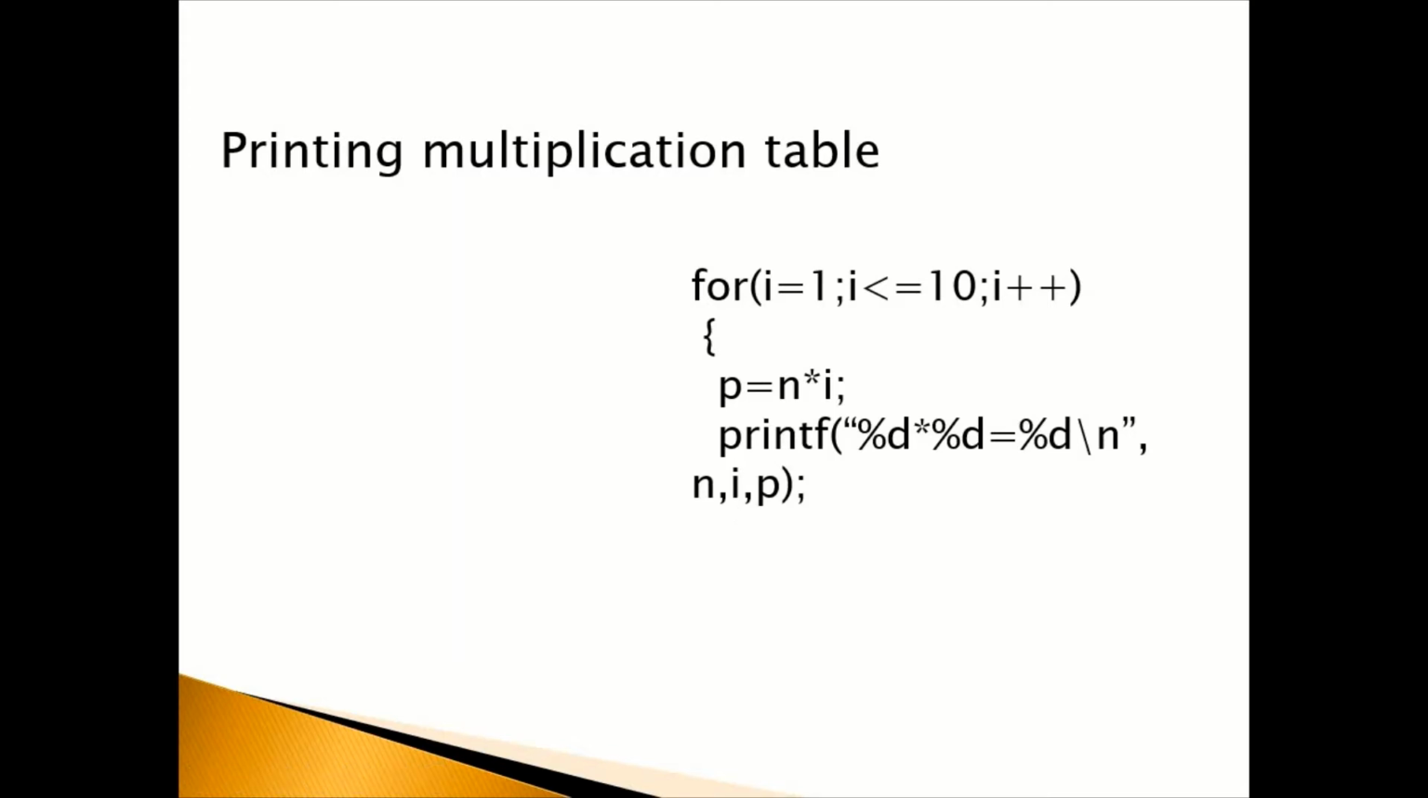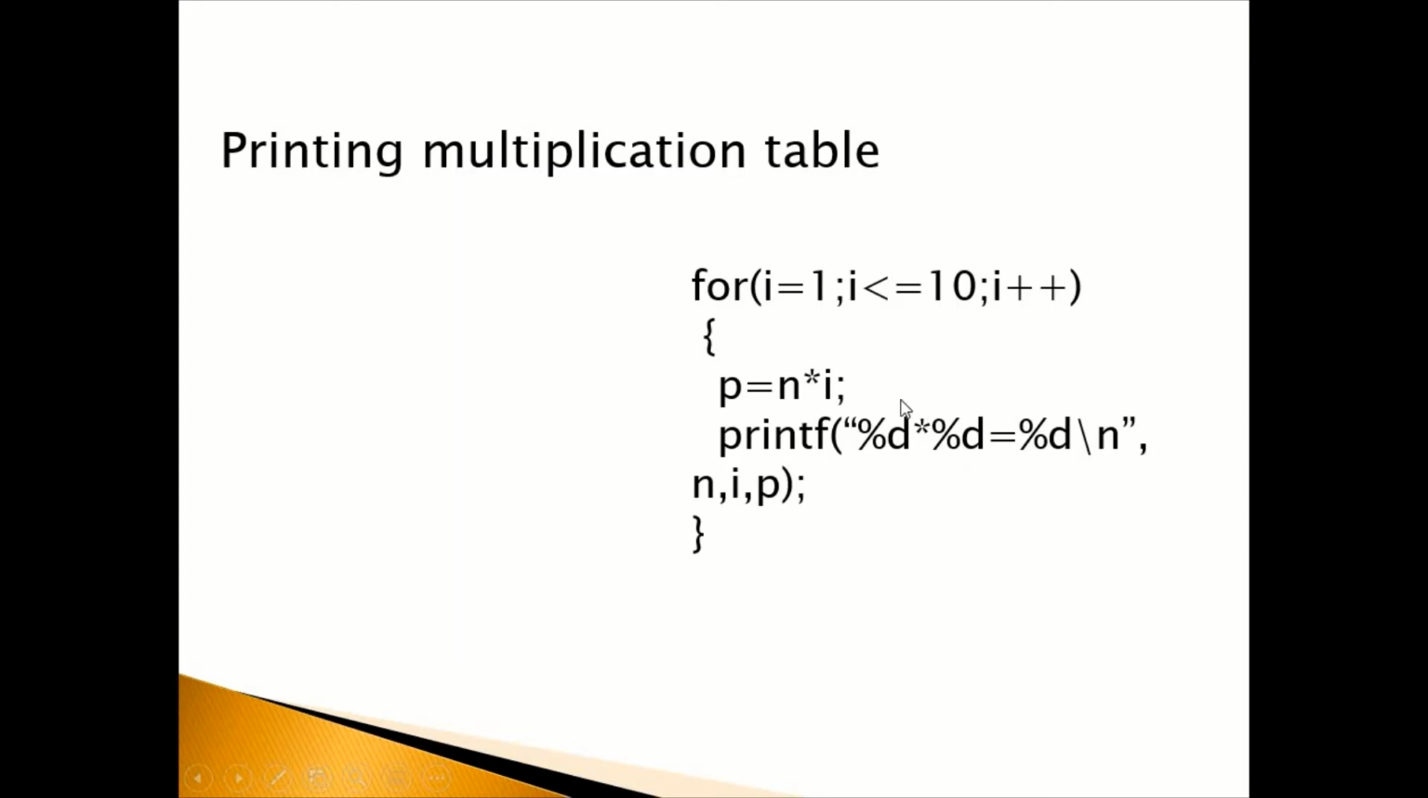So in the first iteration it is 5 into 1 equal to, what should be printed here? It should print the value of p, that is 5 into 1, 5 will be printed in the first iteration. Once this printing is done, I value is incremented by 1, I becomes 2, and as the condition is true, it goes inside, it calculates 5 into 2. It prints the second term in the multiplication table.